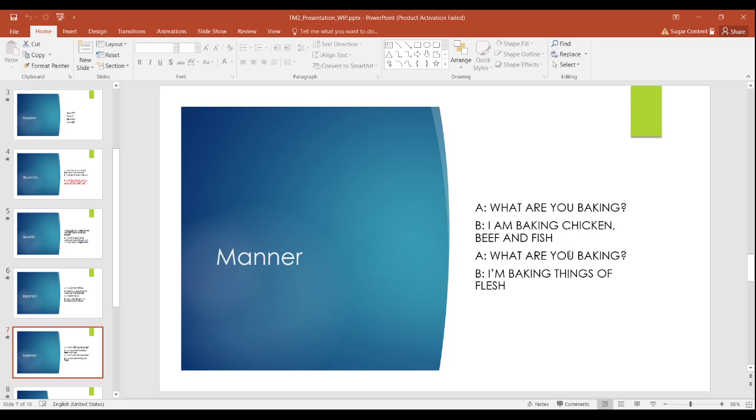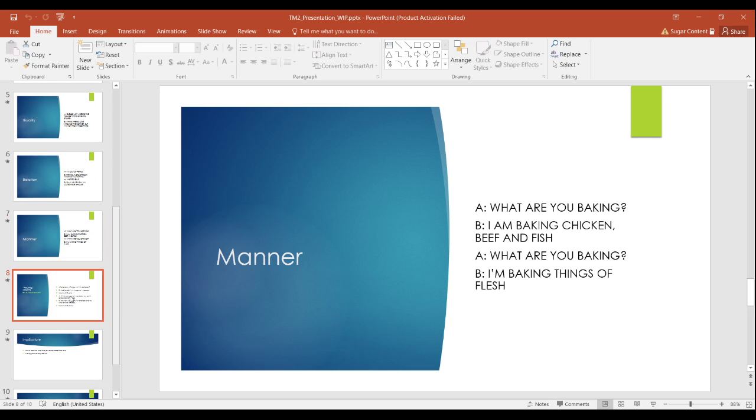Then moving to the maxim of manner. In the maxim of manner, we have to avoid ambiguity and obscurity. We should be direct and straightforward. As you can see from the example, what are you baking? I am baking chicken, beef, and fish. That's a direct and straightforward answer. But if you look at the second example, where I am baking things of flesh, that is very ambiguous, which violates the maxim of manner.